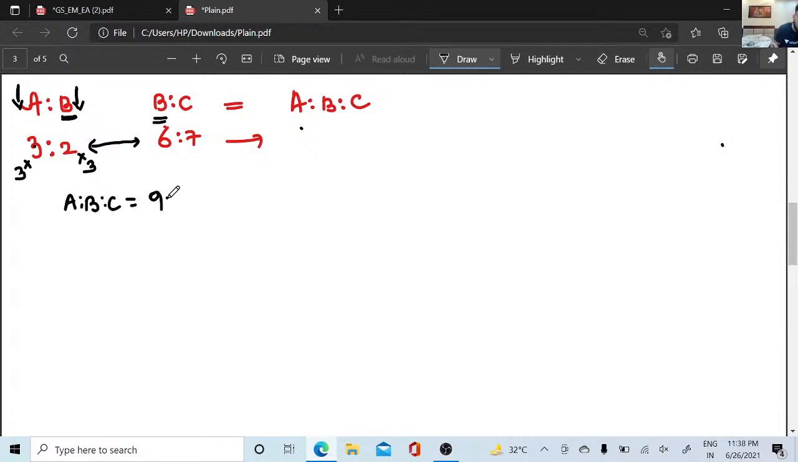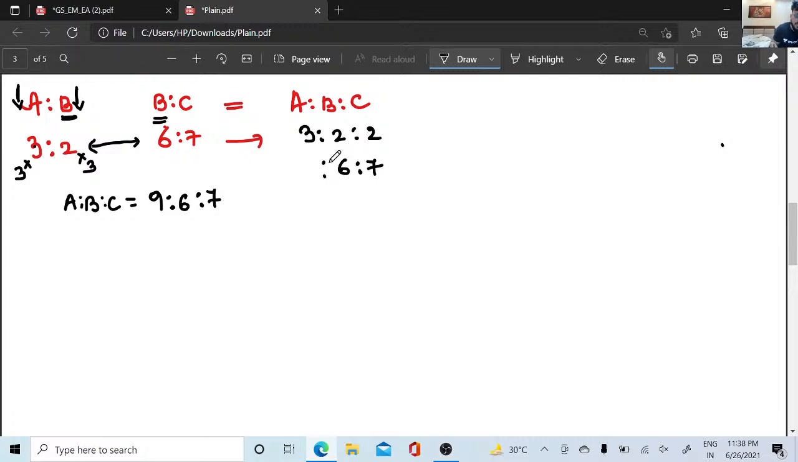3 threes are 9, 2 threes are 6, c will be as it is. Yes, equate the common terms. If that is not useful for you, you can write it here. A is to b is 3 is to 2 and b is to c is 6 is to 7. Whatever are the common terms, move them to the extremes.